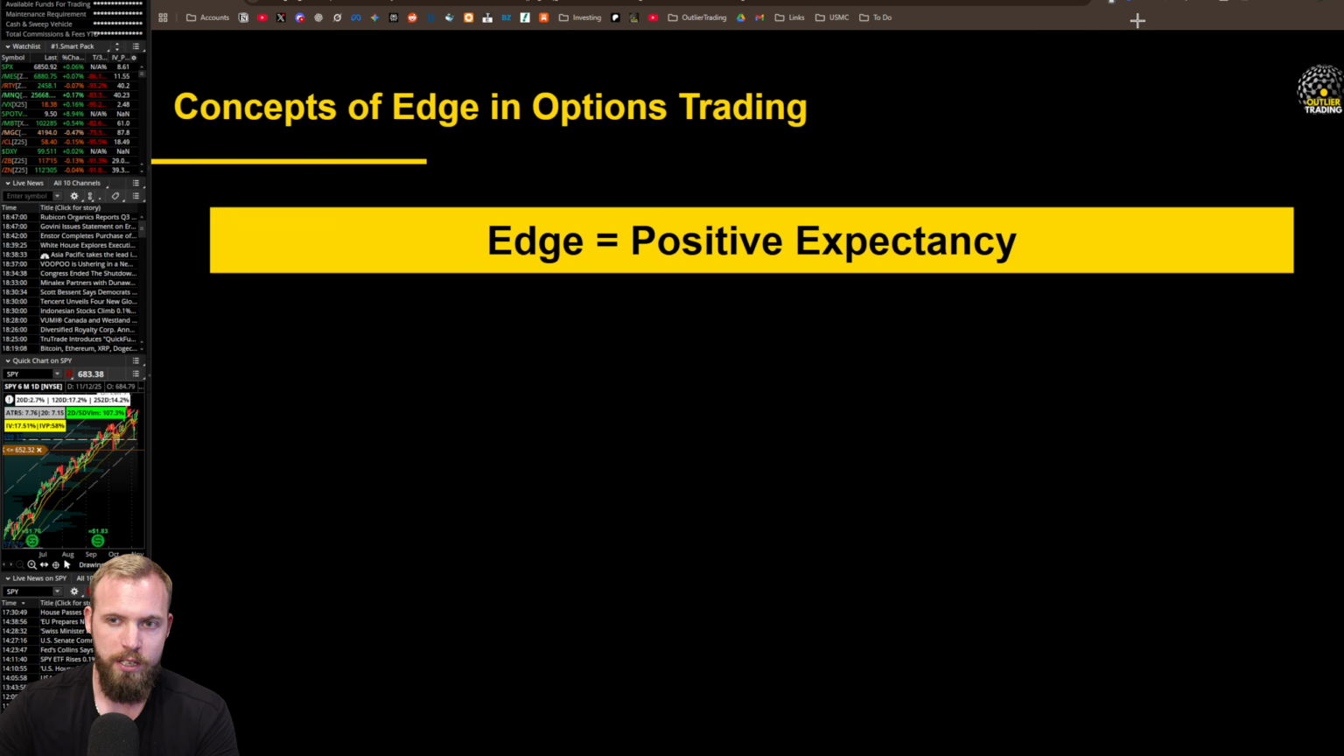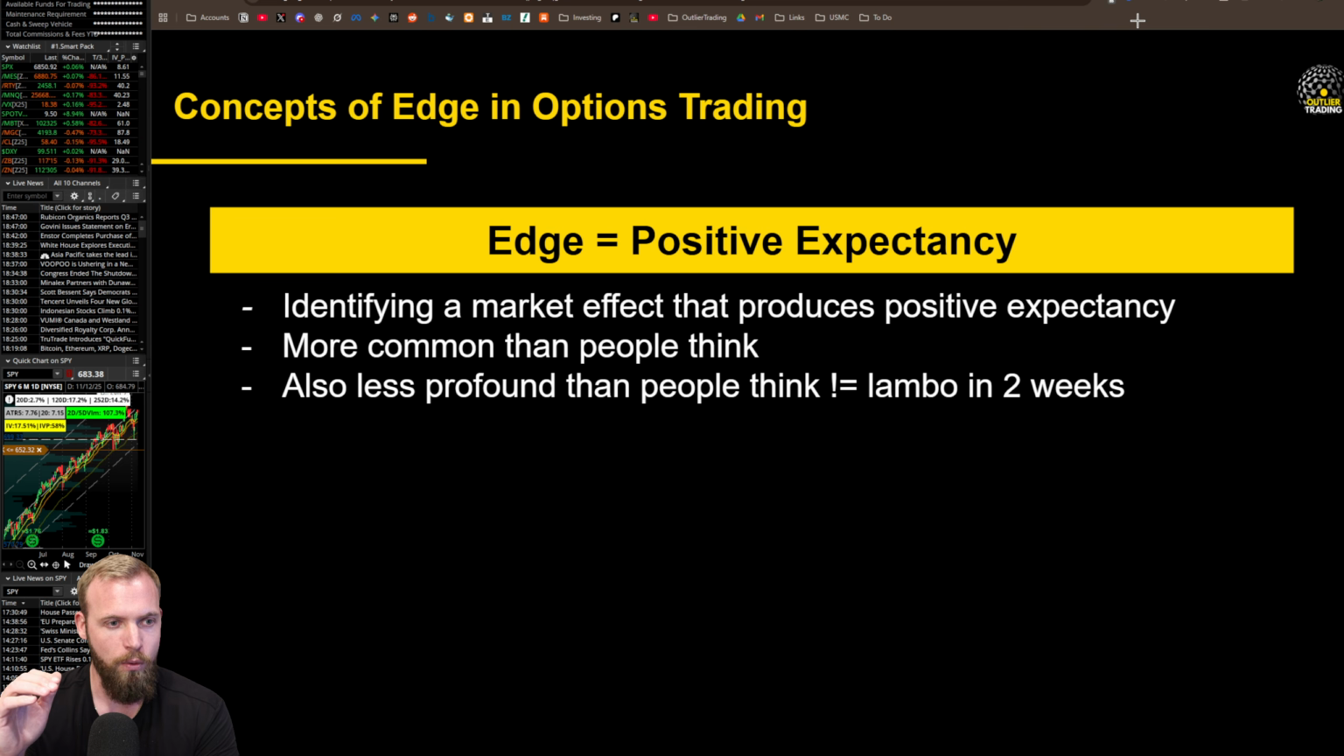Edge, simply put, is positive expected return. It doesn't necessarily mean that you outperform the market. That's alpha. But it means that whatever you're doing in the long run makes money. Now, if we think about different ways to make money, we have to start with an effect. The way to think about a market effect is something that happens either structurally or behaviorally, something that occurs that you can identify, and you can find a way to trade it successfully.